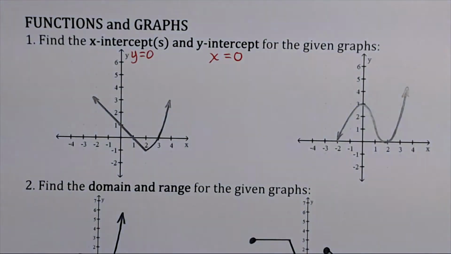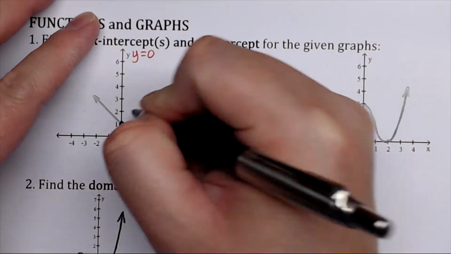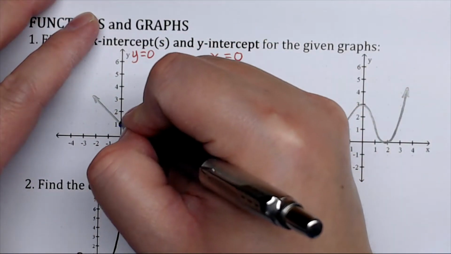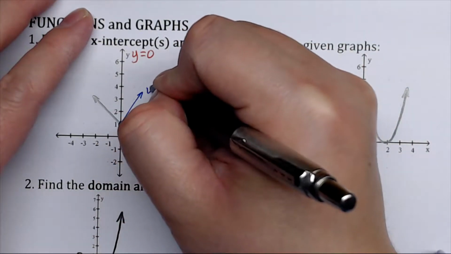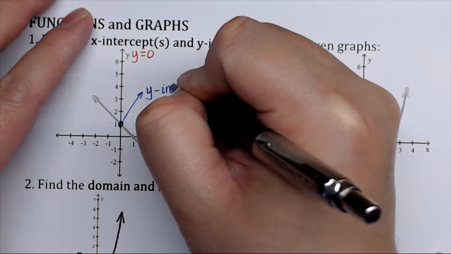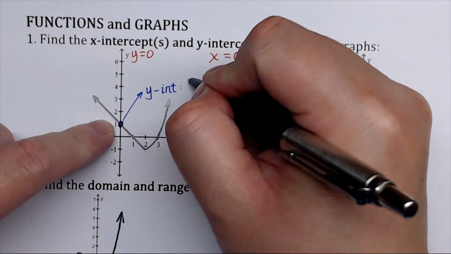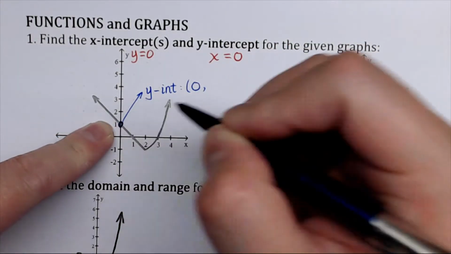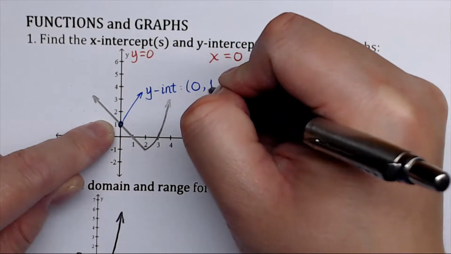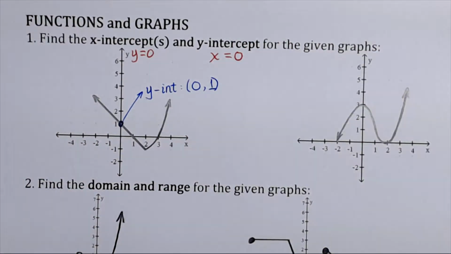So on the graph, we'll see that we have this point. It is on the y-axis, and so that is the y-intercept. The y-intercept is on the y-axis, therefore x must be equal to 0, and whatever the y value is, that is the y-intercept. So we have the y-intercept is (0, 1).